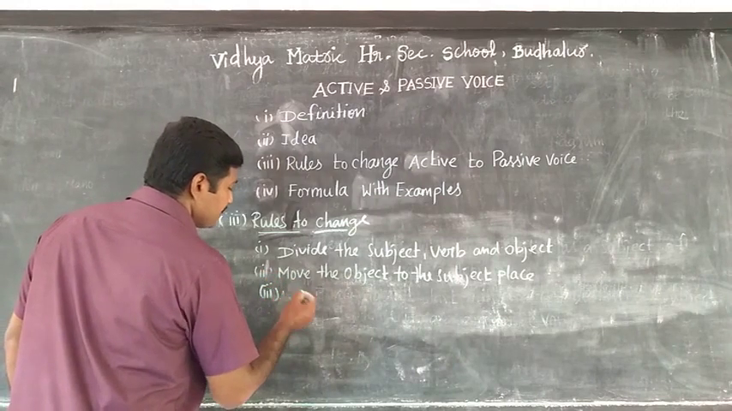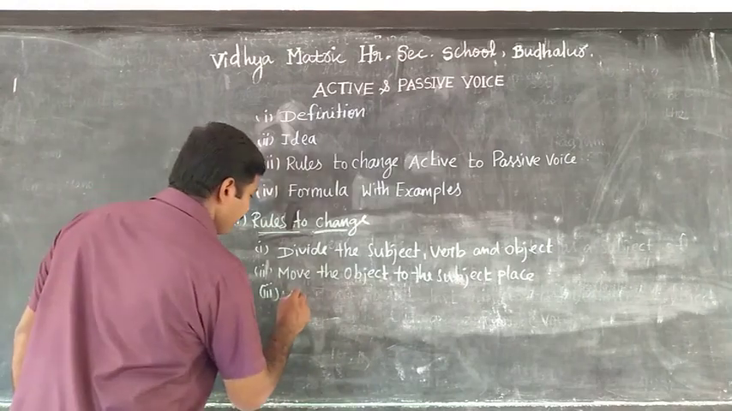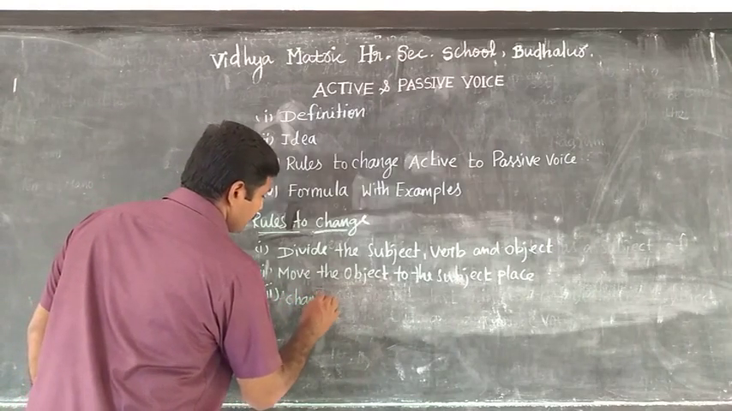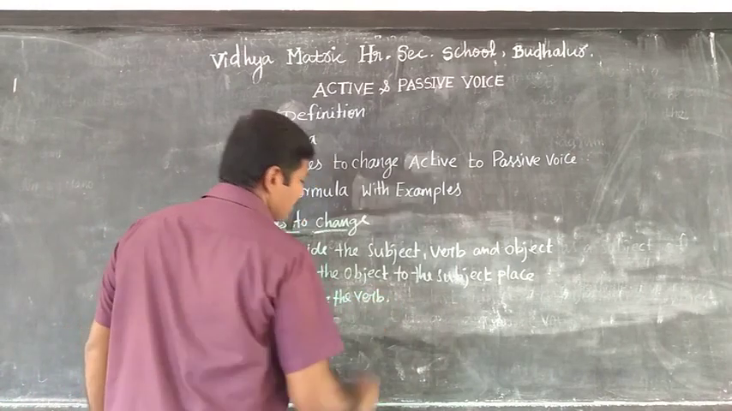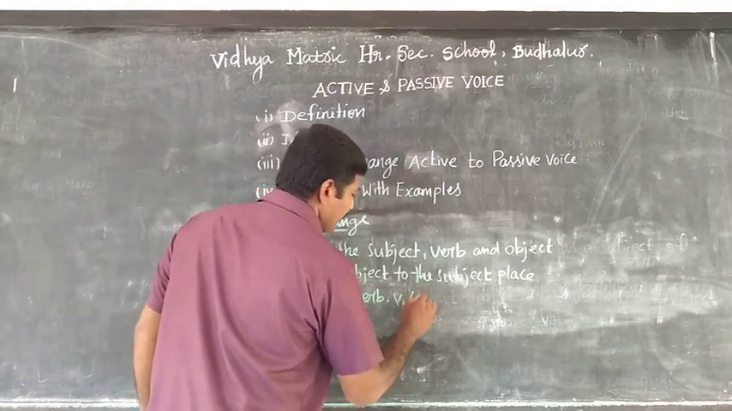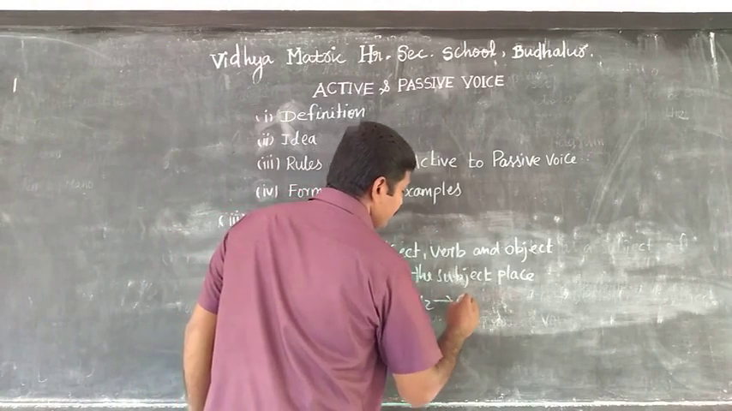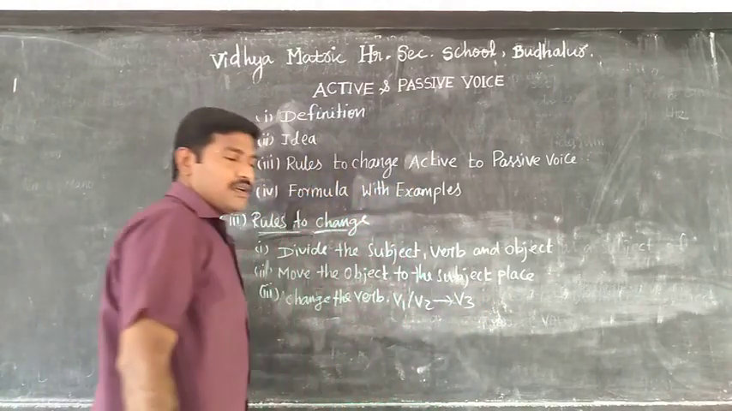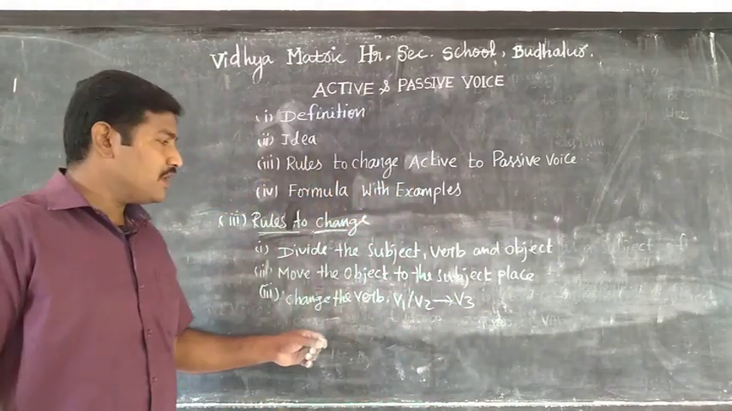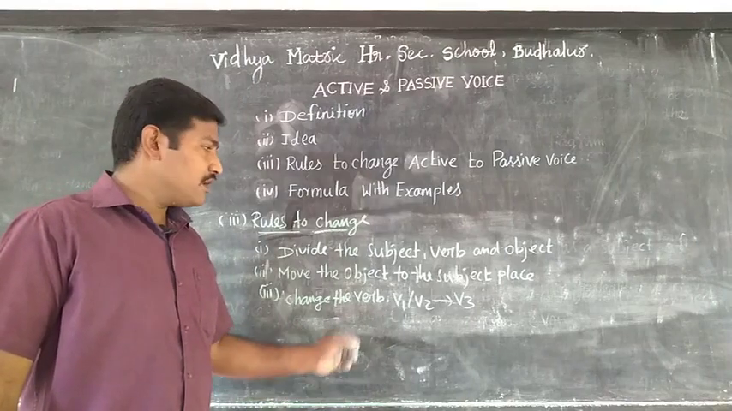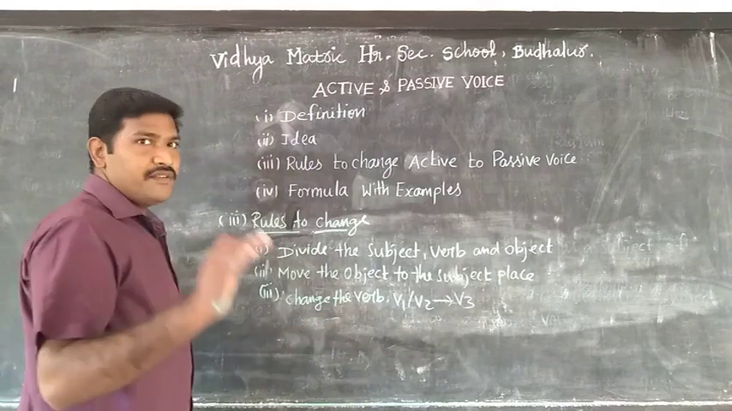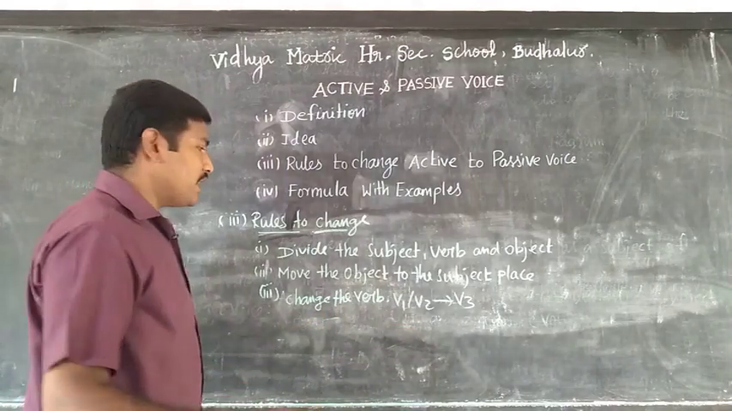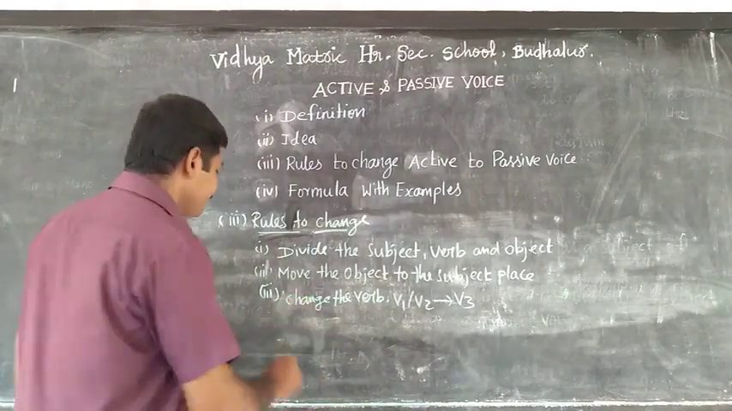Step number 3, change the verb. How to change? If it is V1 or V2, it changes into V3. It might be V1 or V2 or V4, we change it into V3. In passive voice only the V3 verb should come, not other verbs.